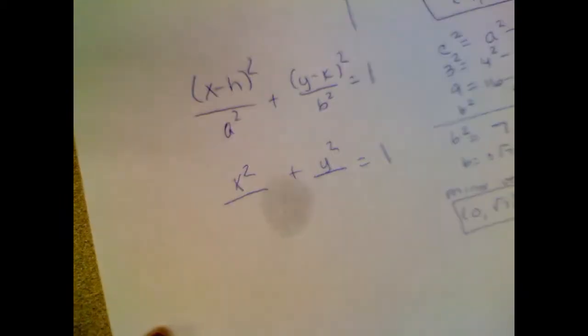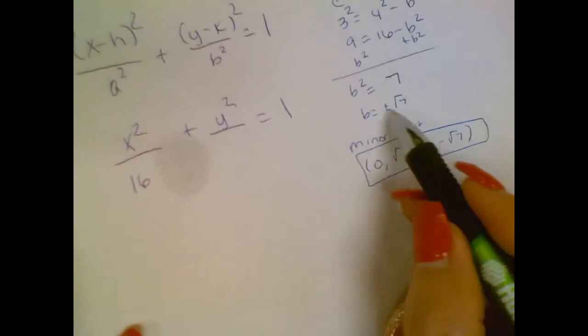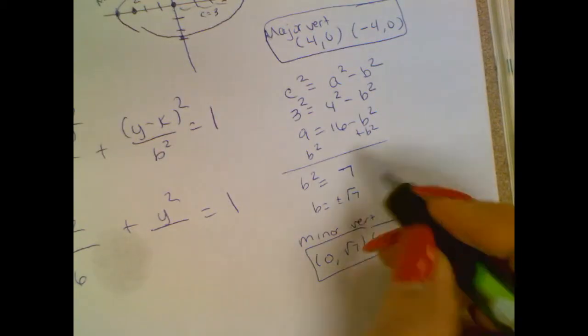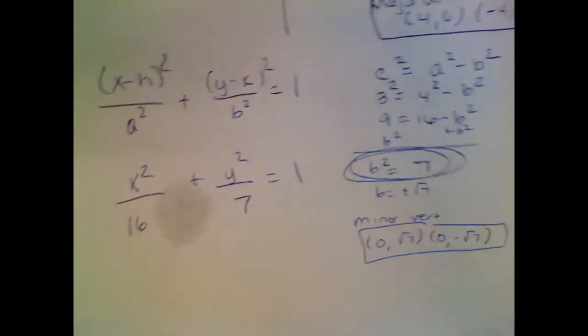That's the center. Center, you don't have anything to worry about. And the A was 4, right? So A squared is 16. And that goes under X because it went left and right. So it runs along the X-axis. So the bigger number goes under X. And then your B squared, now B was radical 7, but B squared, remember that? B squared was 7. And that's your problem.